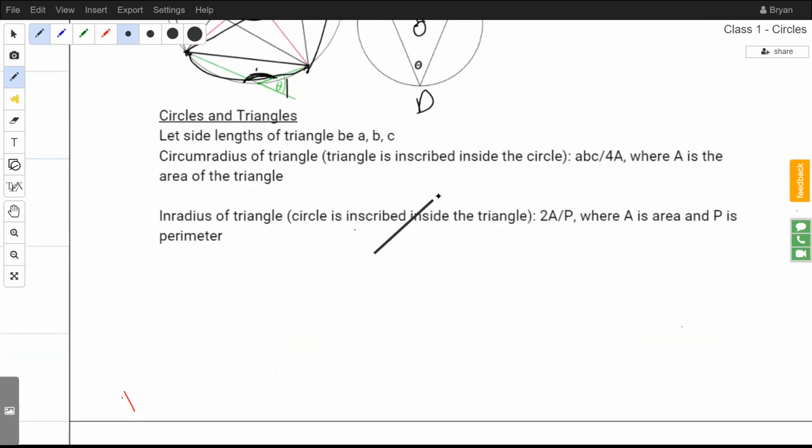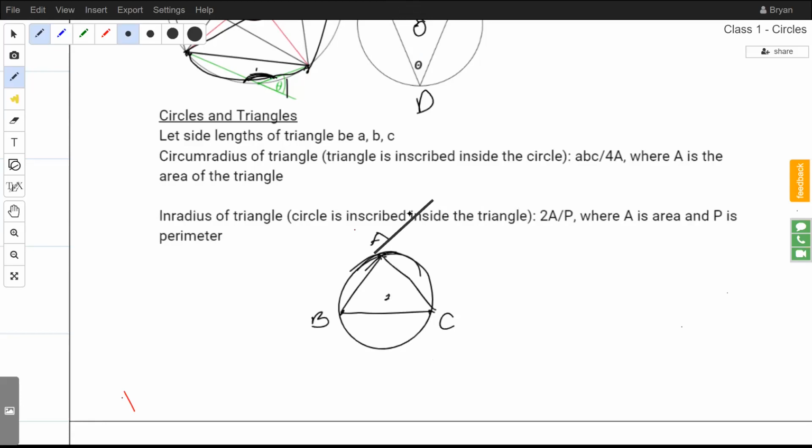Now we'll talk about the relationship between circles and triangles. For any arbitrary triangle, let's say that the lengths of the sides are A, B, and C. Here the circumradius of the triangle is basically this: if you draw a circle around the triangle such that all three of the points A, B, and C are on the circle, and there's actually only one unique circle that will fit this property, which I'm not sure how to prove right now.